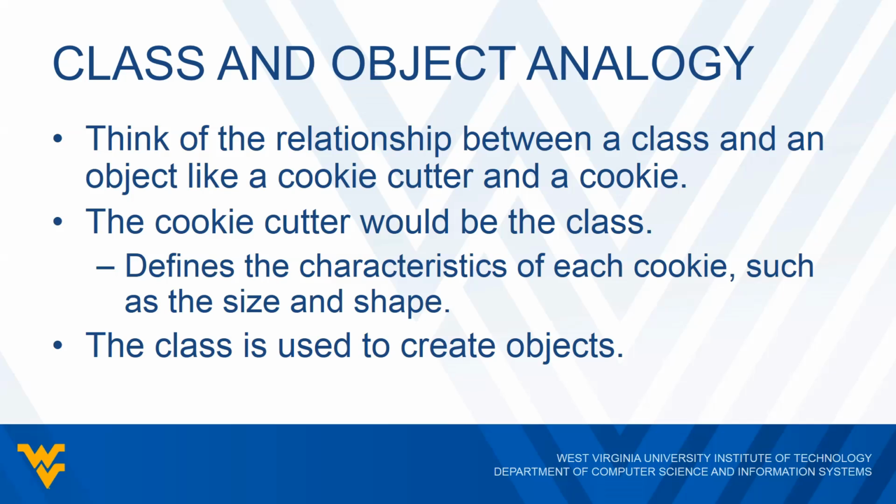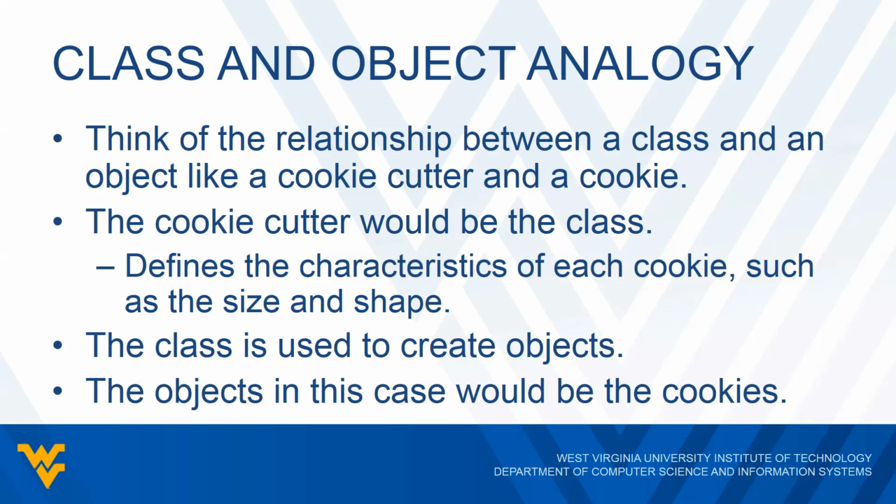The class itself would then be used to create the objects. So the cookie cutter would be used to make the cookies. That means our objects would be the cookies. You have so much cookie dough, and you would use the cookie cutter to make as many cookies as you want, and each of those cookies would have the same characteristics that were defined by the cookie cutter. The same thing is true with this relationship with classes and objects. The class defines the characteristics of each object. You can create as many objects as you want, and every object has the same characteristics that were defined in our class.